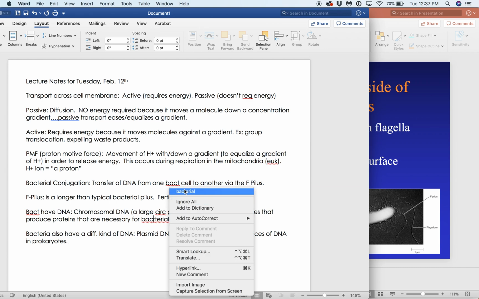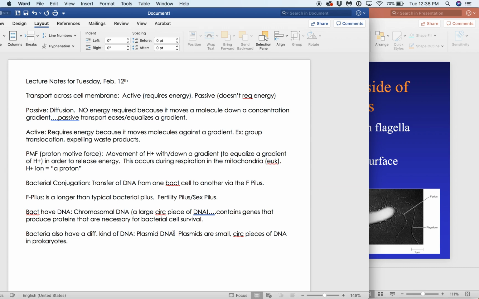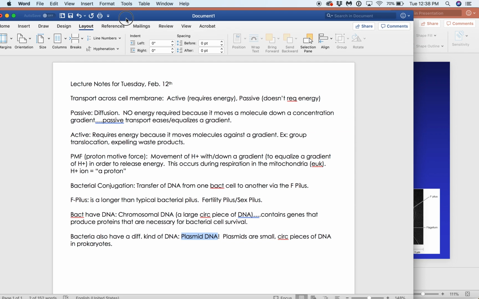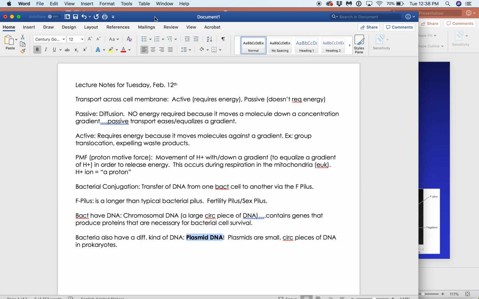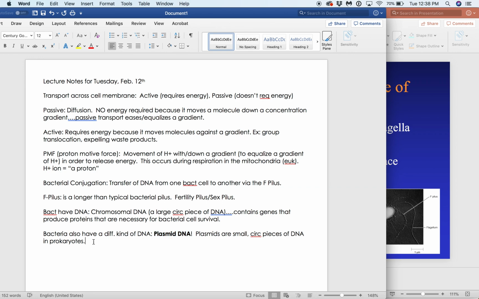All right, this is bugging me. Here we go. Fix that word there. All right, plasmid DNA. Put that in bold just because I can. All right, plasmids contain genes that are not necessary for bacterial cell survival, but they are genes that will give bacteria enhanced traits. So, genes on plasmids provide bacteria with enhanced traits, such as antibiotic resistance.